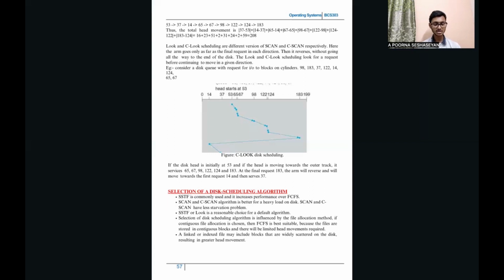If the disk head is initially at 53 and if the head is moving towards the outer track, it services 65, 67 and so on until 183. At the final request 183, the arm will reverse and will move towards the first request 14 and then serve 37. So these are the various types of disk scheduling algorithms.